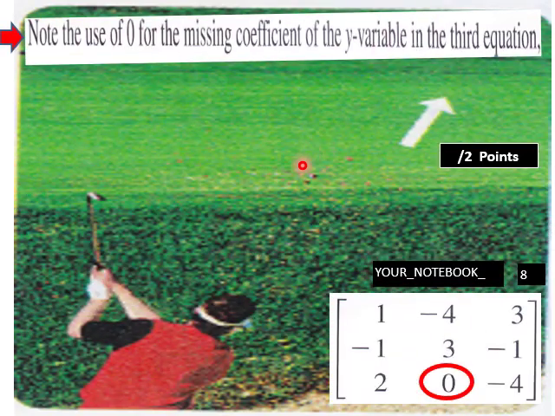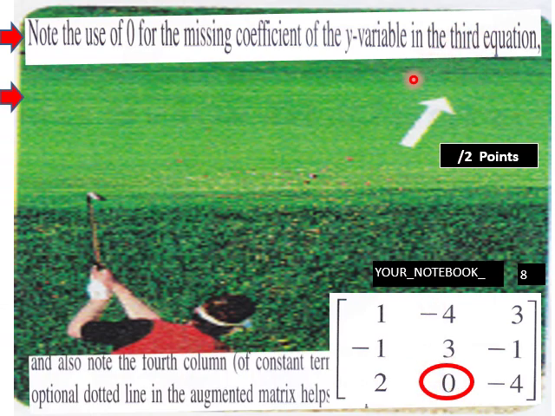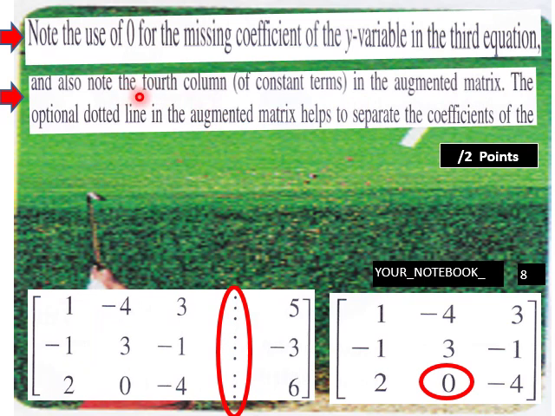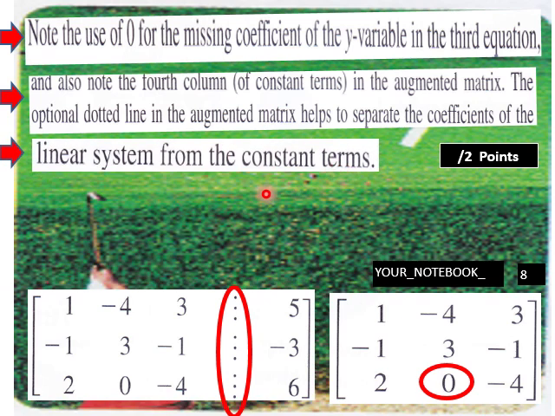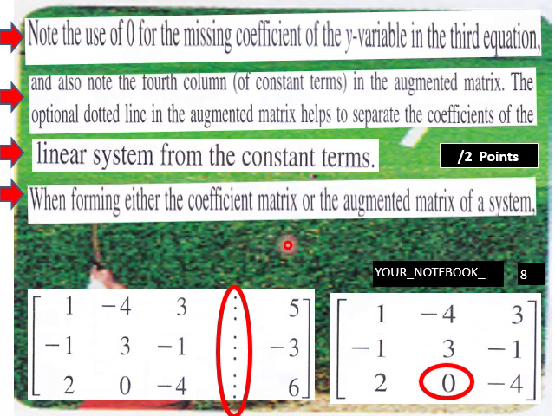Okay, another notebook entry here. So note the use of 0 for the missing coefficient of the y variable in the third equation. So this is like a placeholder here in the third equation. And also note the fourth column of constant terms here. We have this symbol here as the augmented matrix. The optional dotted line in the augmented matrix helps to separate the coefficients of the linear system from the constant terms. So I guess it's just a separation here for your constants.